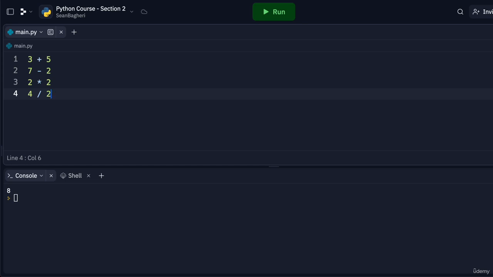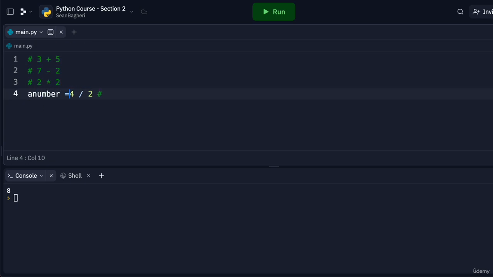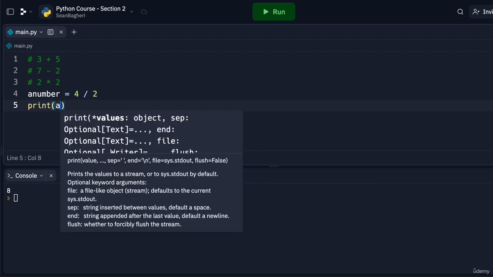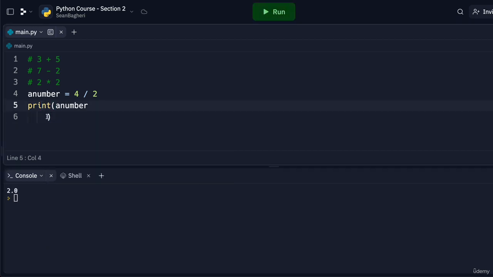Now, one of the things you want to remember is that when you divide something in Python, it's always going to give you a floating number, even when it's supposed to be a full integer number. For example, let me turn all these into comments, okay? And let's test this out. So we're going to say a number equals 4 divided by 2. So that's going to give us 2, right? So if you print it, there you go. So that's going to give us 2.